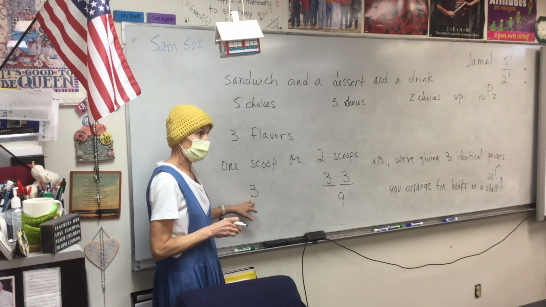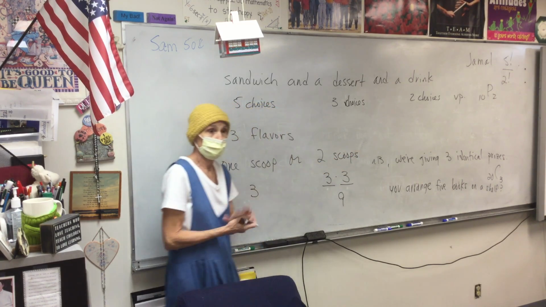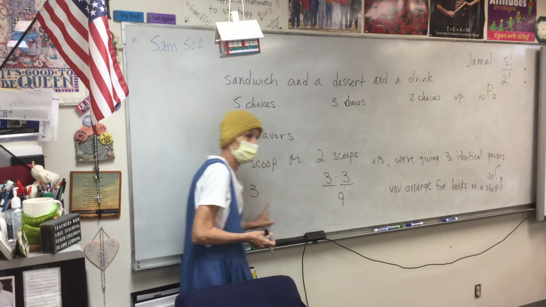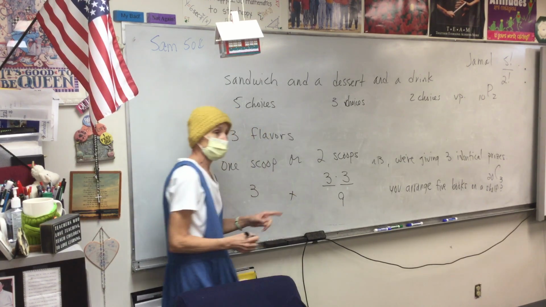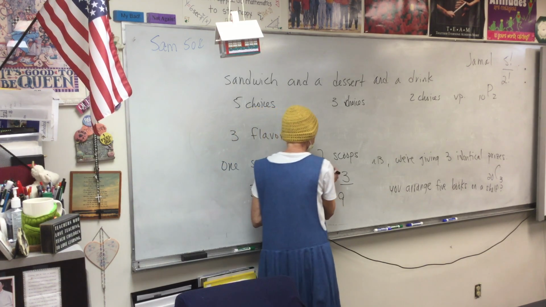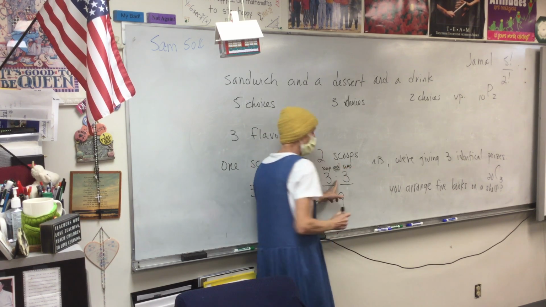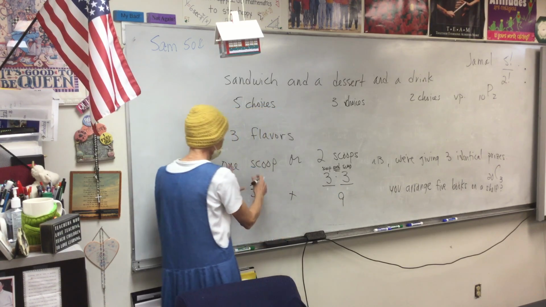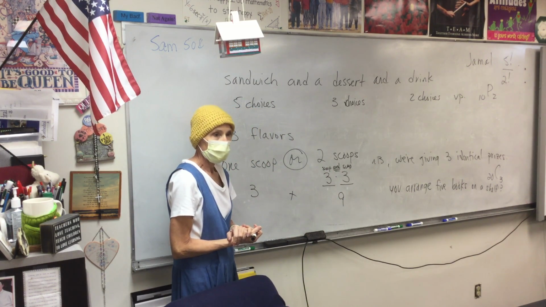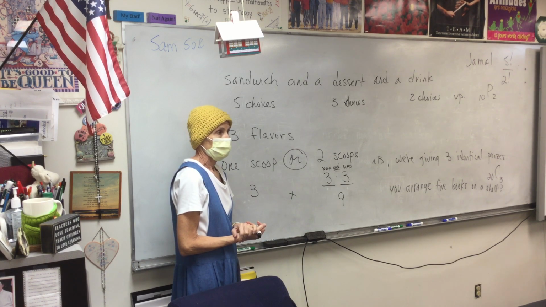There are 3 different 1 scoop ice creams. So if I'm going to get one or the other, how many choices would I have altogether? 6. What would I do with these 2 numbers? You'd add them. So altogether there would be 12. When it is scoop and scoop, we multiply. When it is 1 scoop or 2 scoops, we add. Okay?